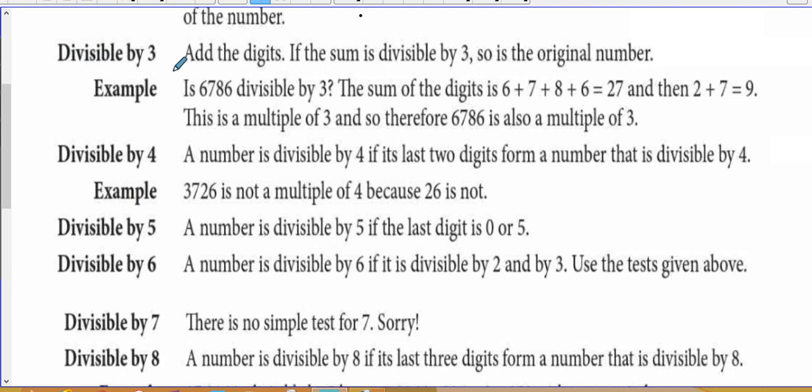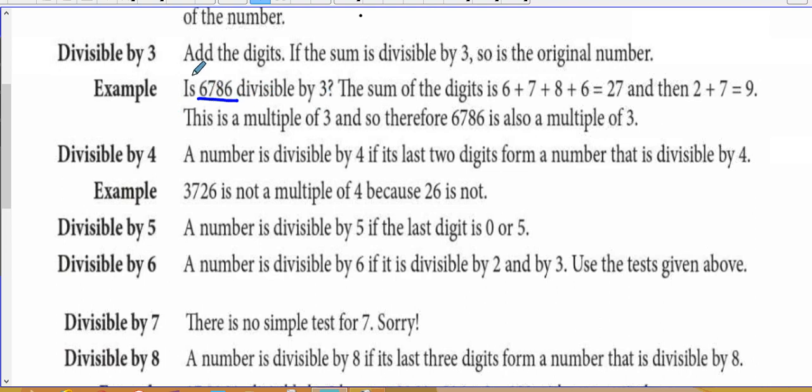Okay? If you want to find out whether the number is divisible by 3, the first thing you have to do is to add the digits that make up the number. If the sum you get after adding all the digits is divisible by 3, then the original number will also be divisible by 3. For example, take 6,786. Now the question is, is this number divisible by 3?